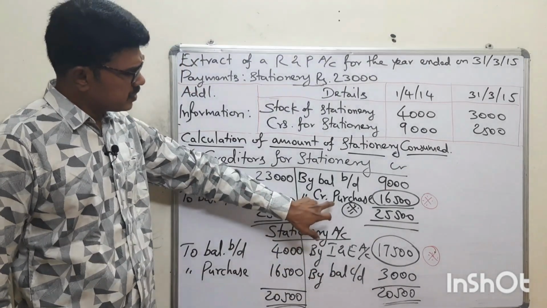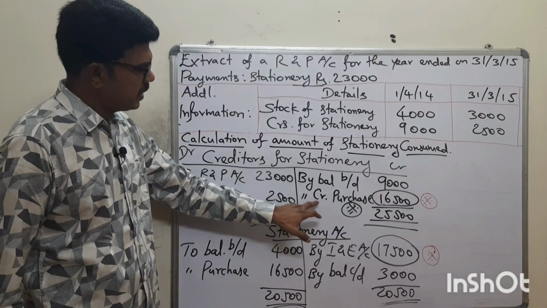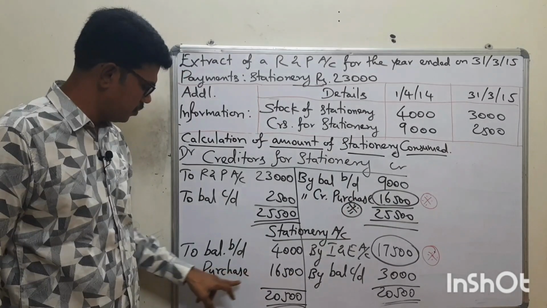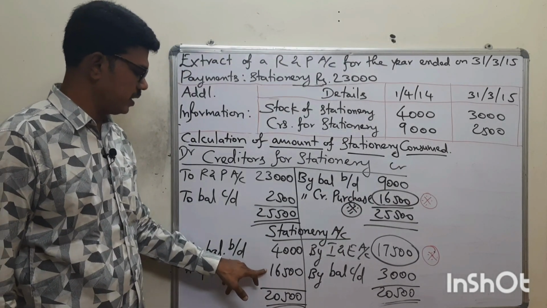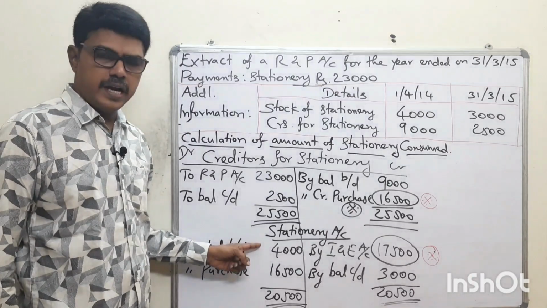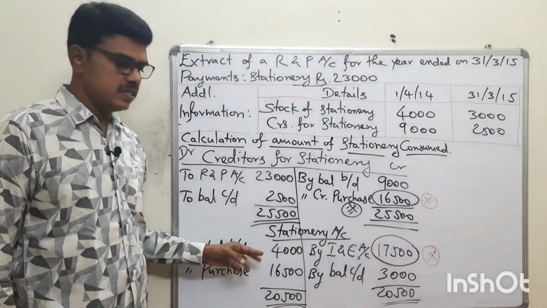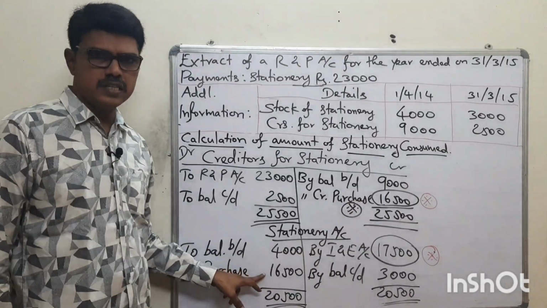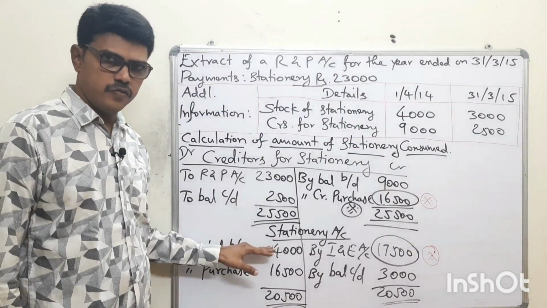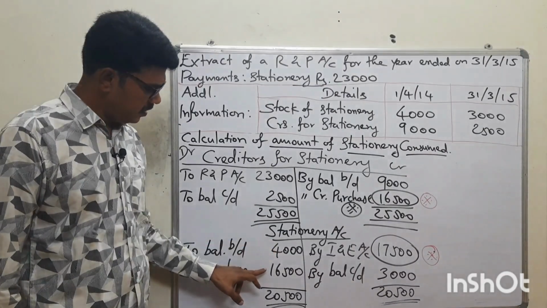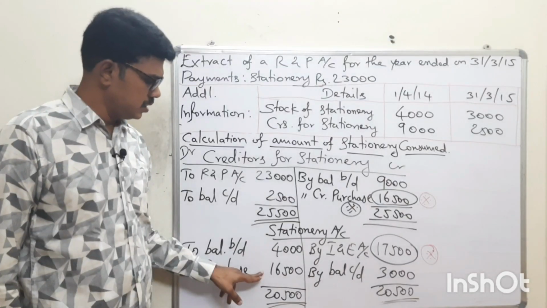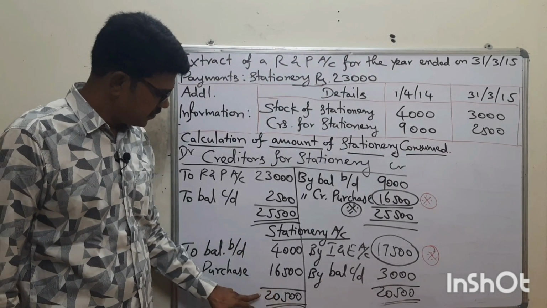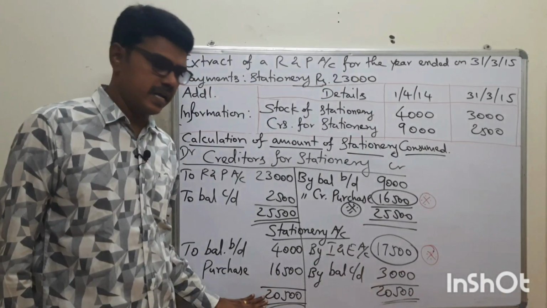Then whatever was the amount purchased during the year, right? Credit purchase made during the year is 16,500. This should be debited. Initially, we had 4,000 rupees in stock. Further, we have purchased for 16,500 rupees. Totally, 20,500 rupees of stationery was available in the organization.